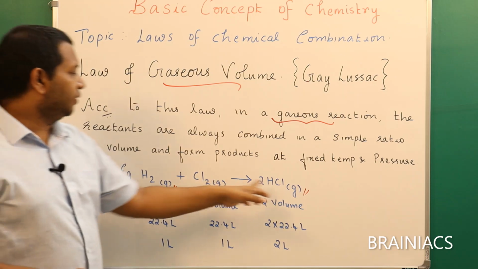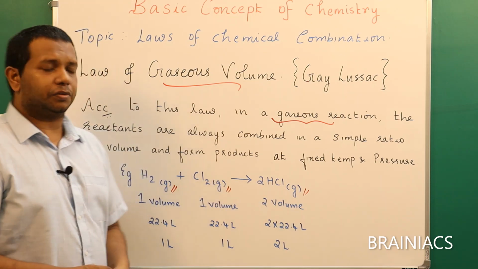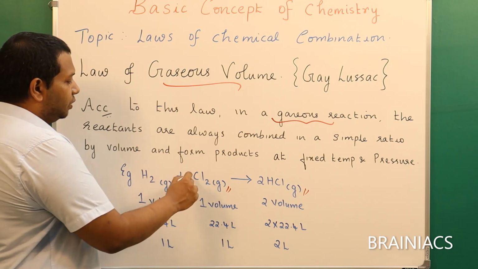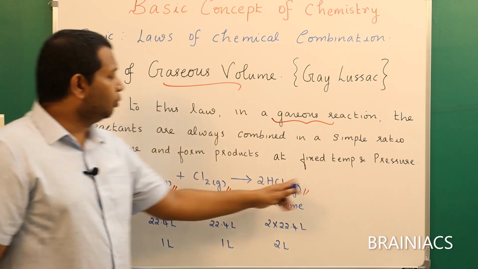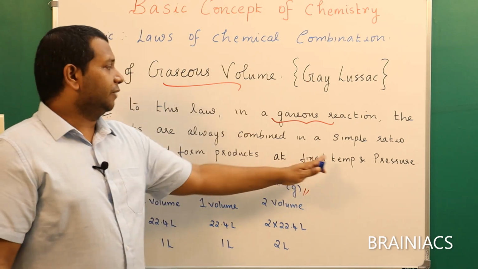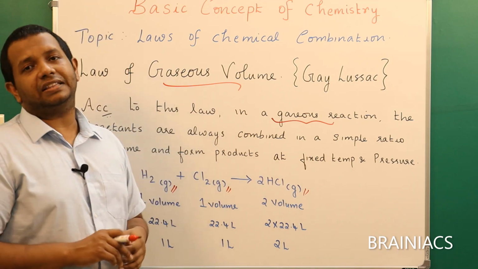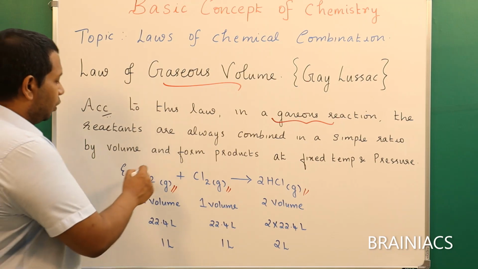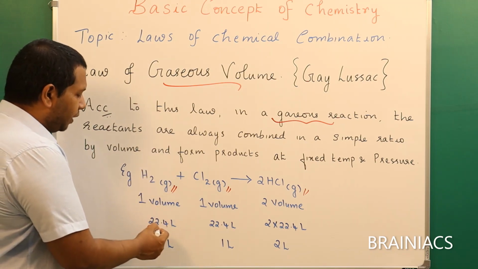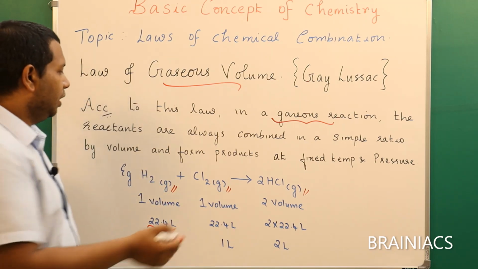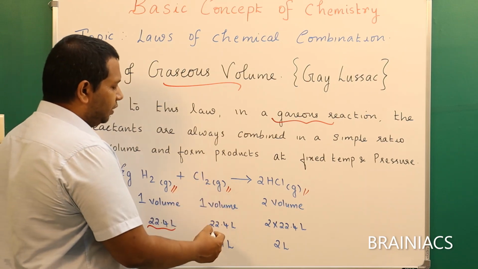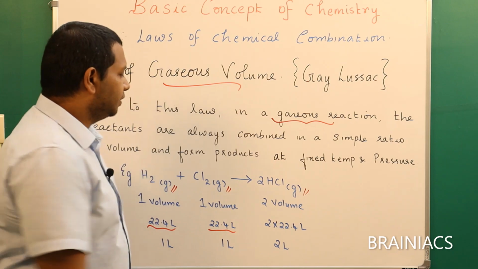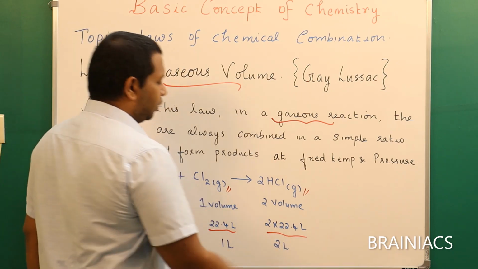So this is balanced now. It is a balanced chemical equation. Now we know that 1 mole of hydrogen combines with 1 mole of chlorine to form 2 mole of HCl. So at a fixed temperature and pressure, we will take that fixed temperature and pressure as STP. Now tell me, 1 mole of hydrogen means how much volume it will occupy? It will occupy 22.4 liter. Now 1 mole of Cl2 at STP will occupy 22.4 liter. And 2 mole of HCl means it will occupy 2 into 22.4 liter.